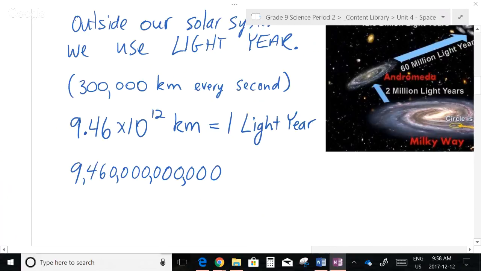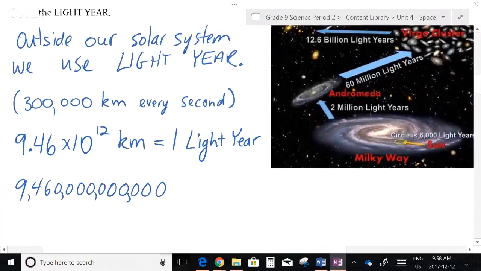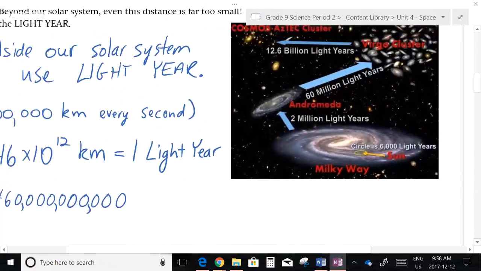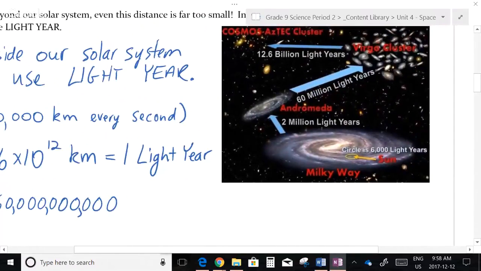You don't have to write that, no. So that'd be 1,000, million, billion. So that is 9 quadrillion kilometers. Long distance. Far, far, far, far, far away. And in fact, the nearest galaxy to ours is about 2 million light years away.